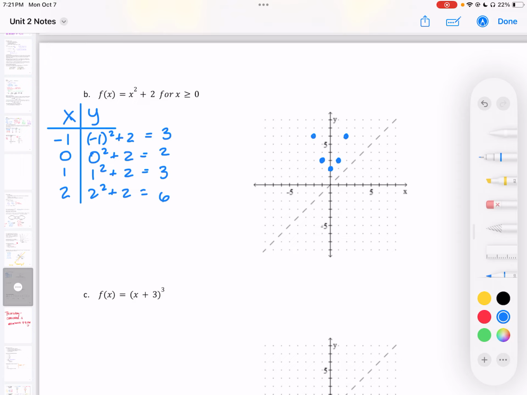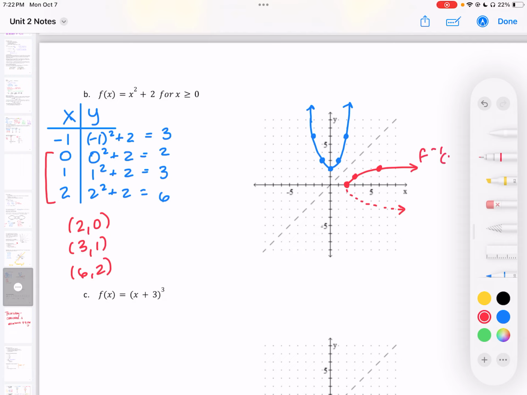I know it'll mirror on the other side. All right. So now for the inverse one, I'm really only going to work with those positive values. And I'll go ahead and plot those in reverse. So 2, 0, oops, yeah, 3, 1, and 6, 2. Okay. There is my inverse function, keeping in mind the dashed one theoretically no longer exists. So here is the inverse, and here is the original.